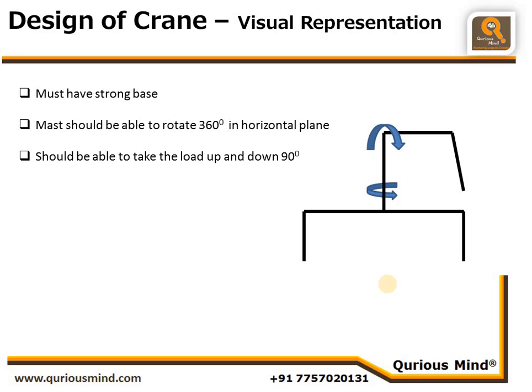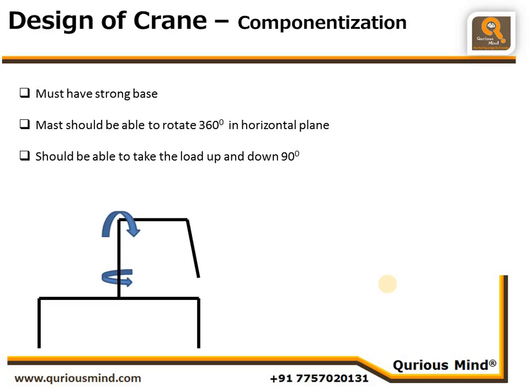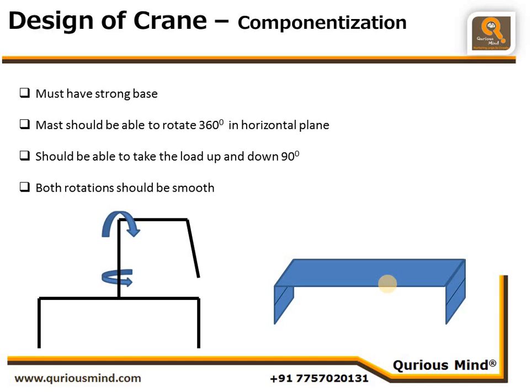The next step of the design is componentization. Now we'll decide which components we use to satisfy each of these requirements. For the strong base, we will create a base using a rectangular plate and four C plates. C plates are generally used for the base because they are stable and they are also strong. We want a little height, and hence we are joining two C plates together. Now we'll come back to the fourth requirement.